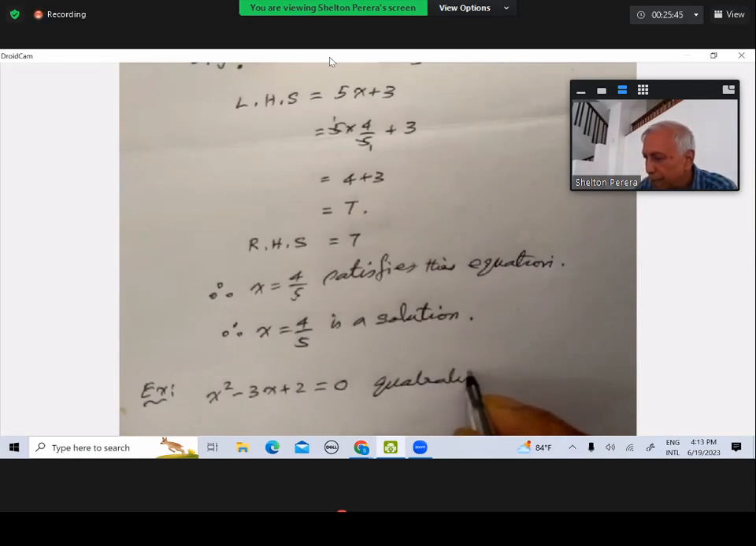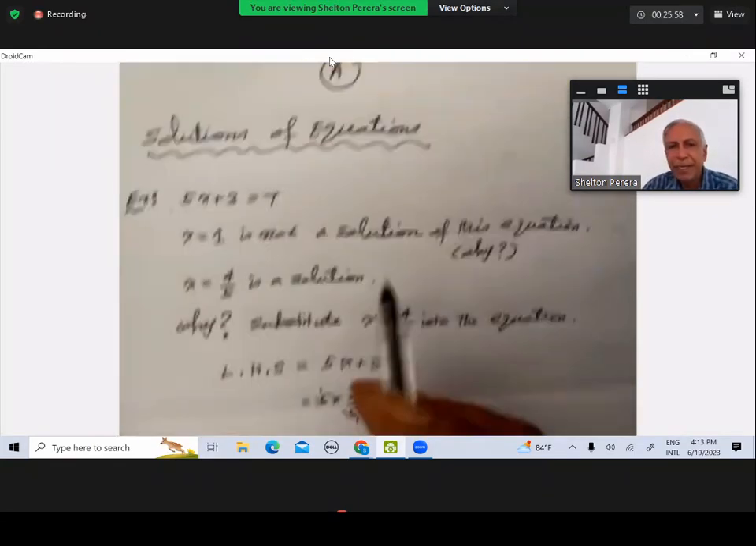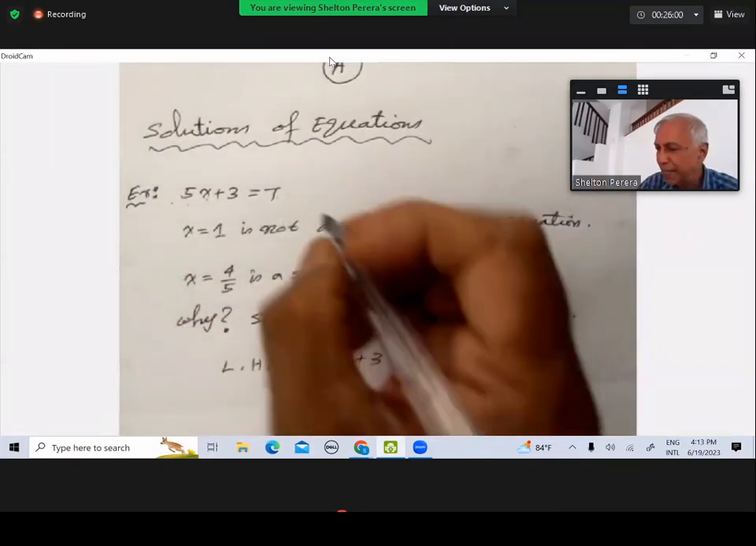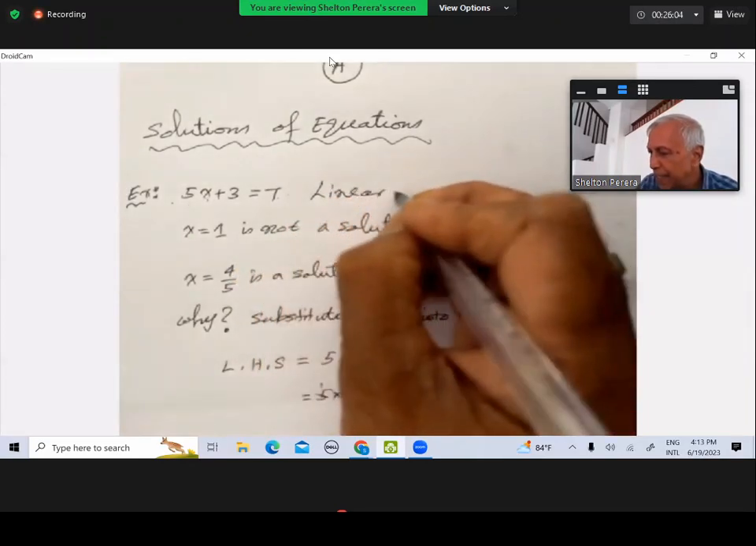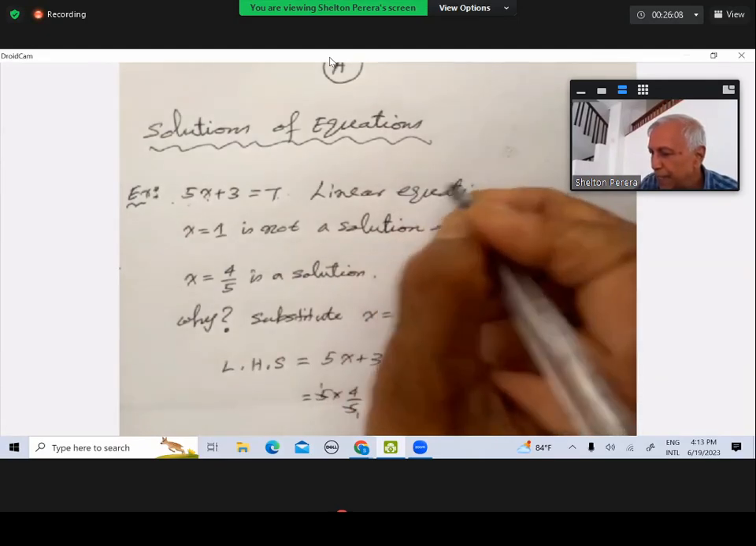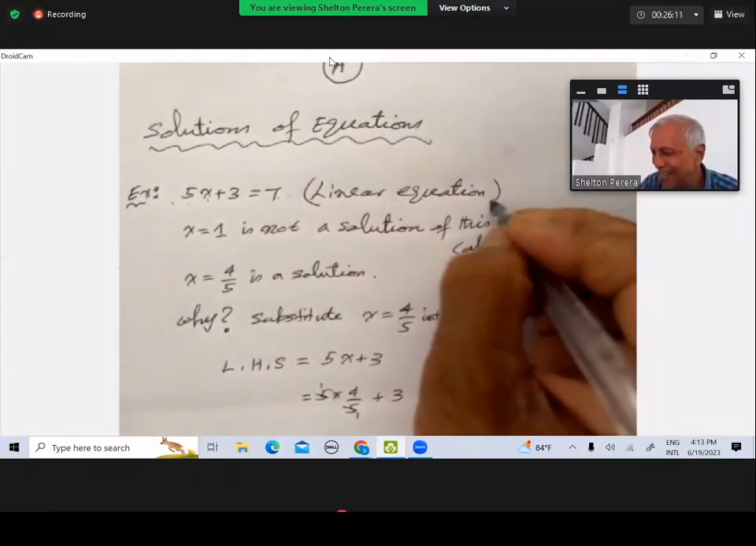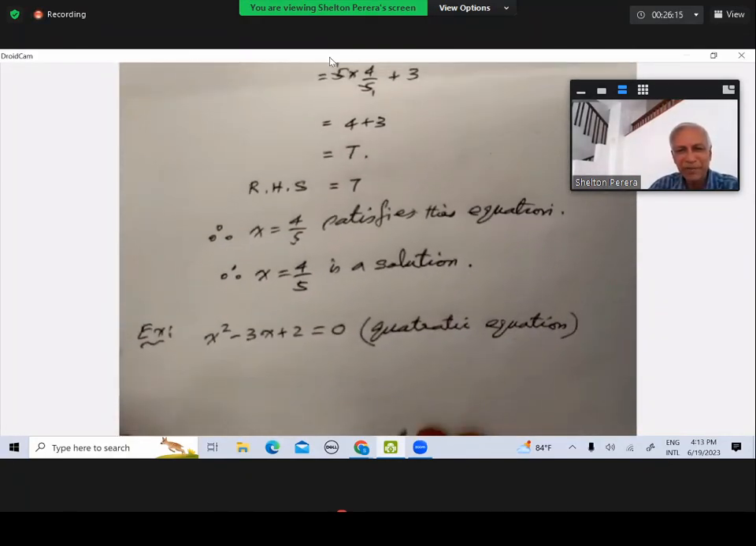It is an example of a quadratic equation. The first one we considered has only an x term. Such equations are called linear equations. So today we learn how to solve any linear equation and any quadratic equation as well.